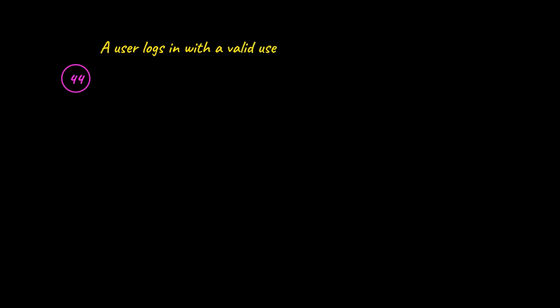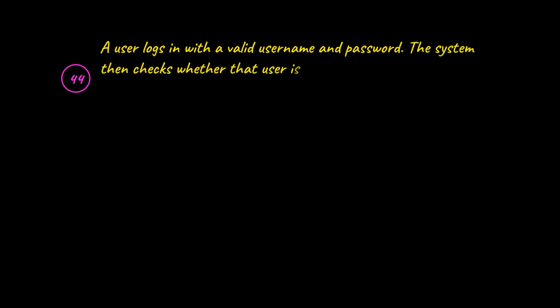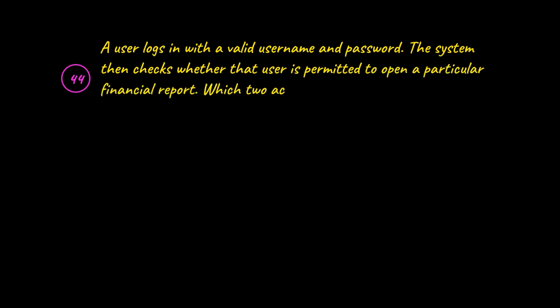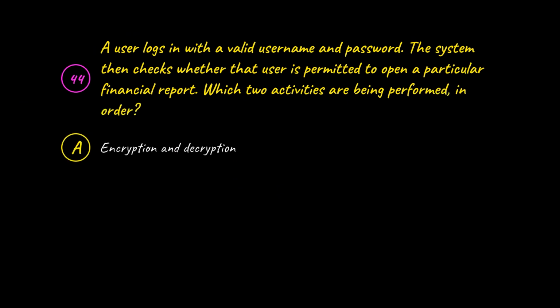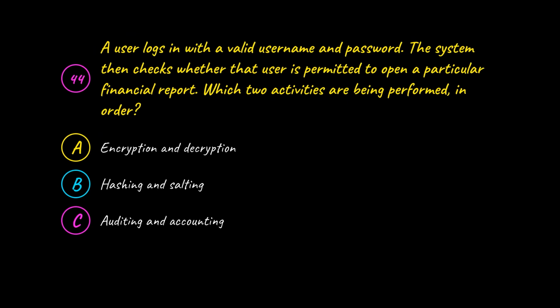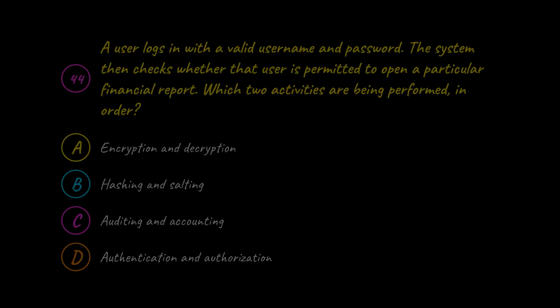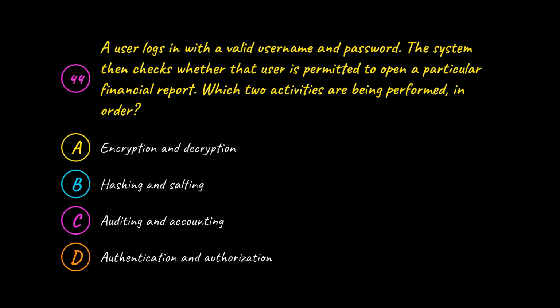Question 44. A user logs in with a valid username and password. The system then checks whether that user is permitted to open a particular financial report. Which two activities are being performed in order? Your options are A. Encryption and decryption, B. Hashing and salting, C. Auditing and accounting, D. Authentication and authorization. What's your answer? Commit to one before I continue.